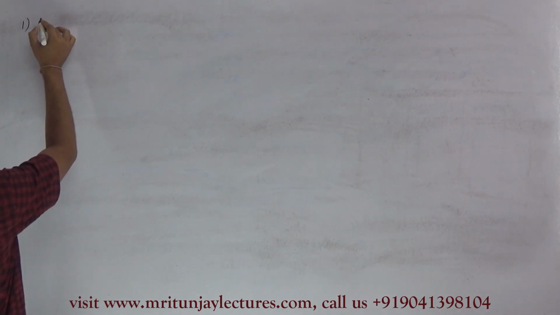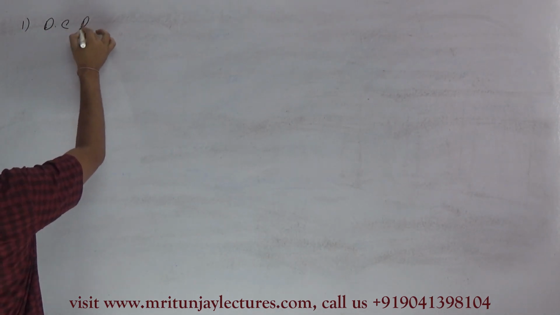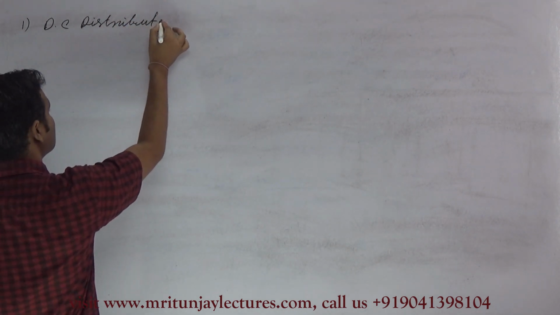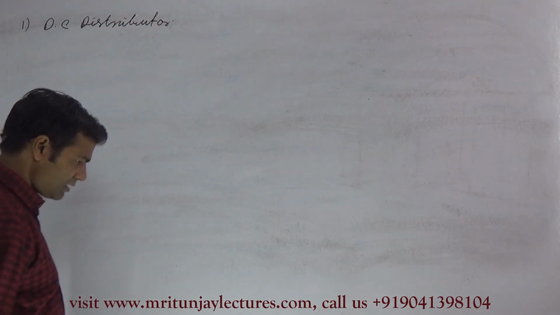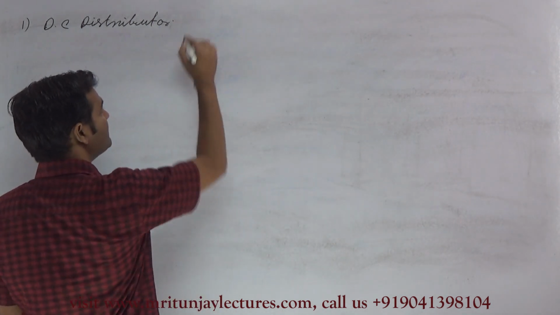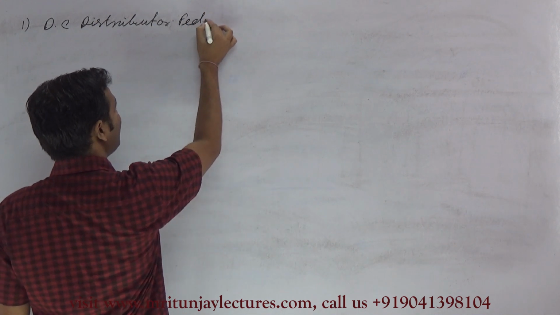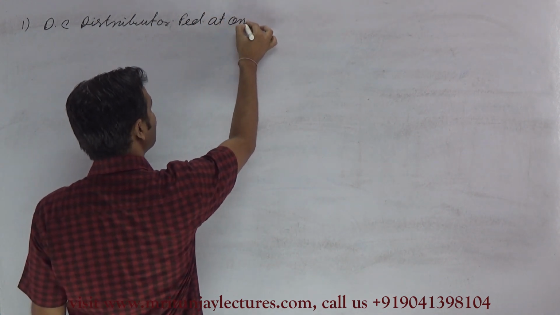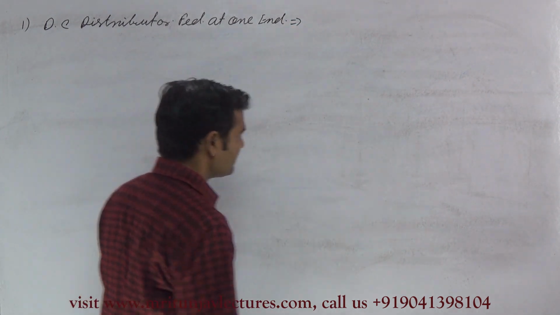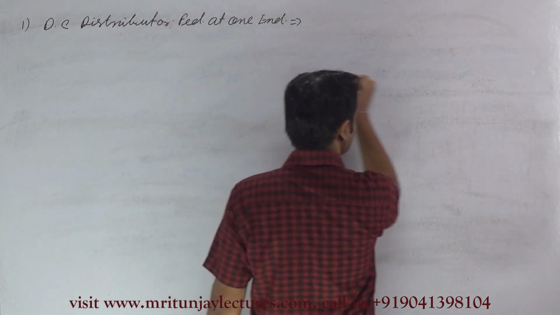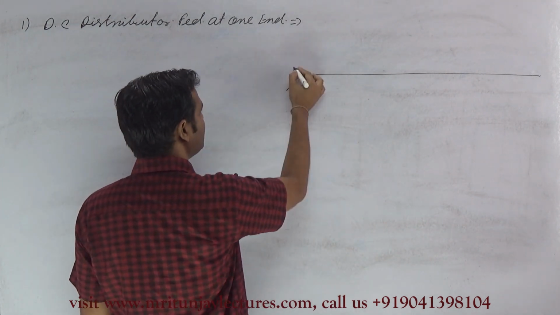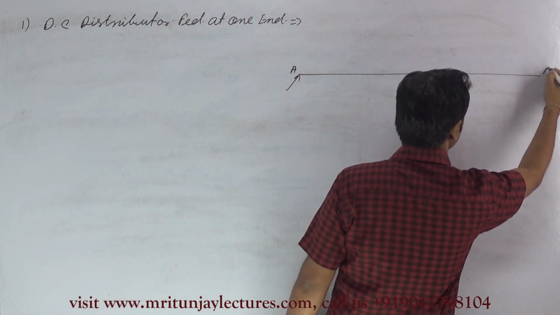Now first one, DC distributor. DC distributor fed at one end. What is the meaning of this? It means the supply corresponds to this portion. Okay, that is A and that is B.